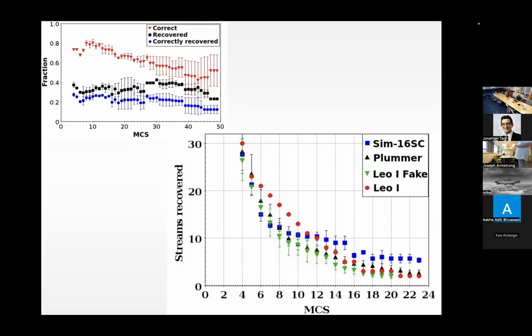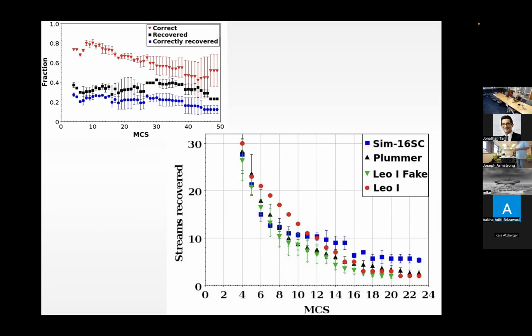And if you increase that number, you reduce the number of streams. But correctly recovered, we do about a quarter. So 20 to 30% are correctly labeled to be from the same original group or star cluster.